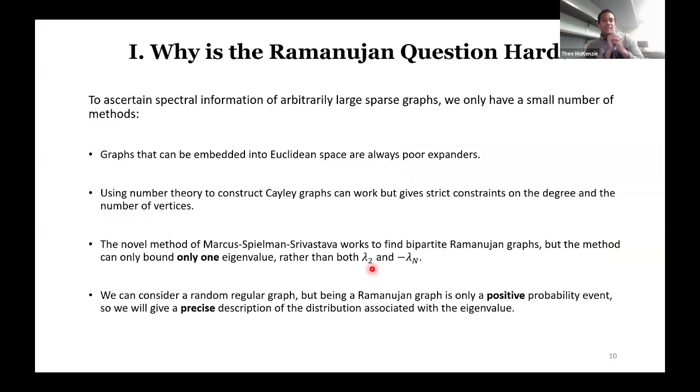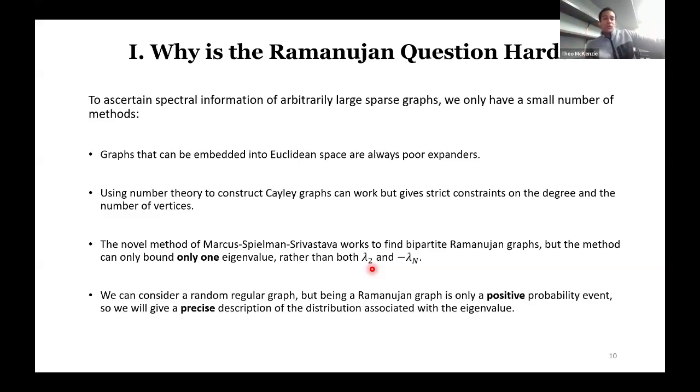So I just wanted to give a big picture perspective on why this problem is hard. Why is it hard to construct these Ramanujan graphs? This is mainly just my opinion, but I think the point is that we only have a small number of tools to think about the spectrum at proper levels of specificity for arbitrarily large sparse graphs. And these tools really don't generalize well to this problem, even though it's conjectured that a majority of graphs have this property.